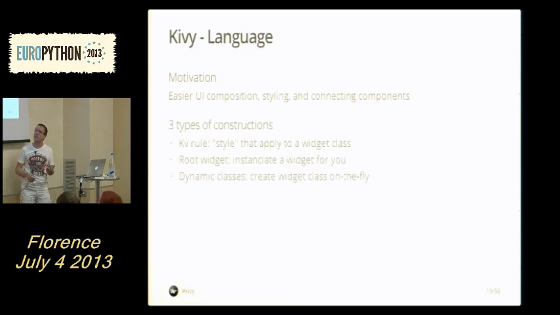And the language has three types of construction. The first one is the Kivy rules. It's like CSS for an HTML tag. So you will write the rule in Kivy, and it will match one Python class to it. So when you instantiate the Python class, we will apply the rule to the class. Another construction is named the root widget. I will not show it to you, but it's like if you want to create your widget live, an instance of your widget, you can use that construction. And the last one is the dynamic classes. I will go into it just after.